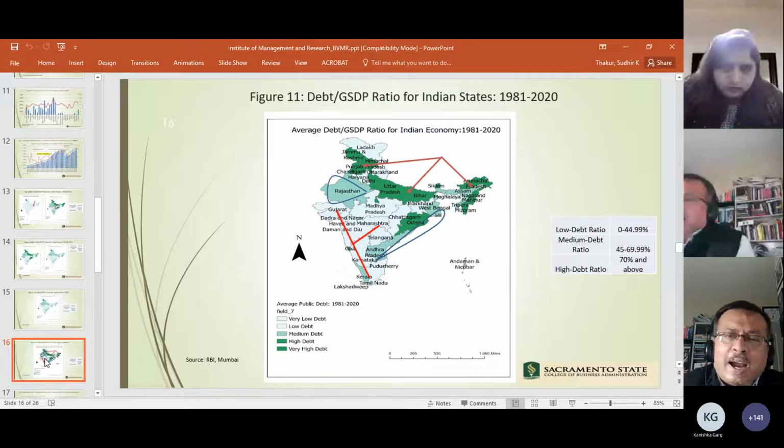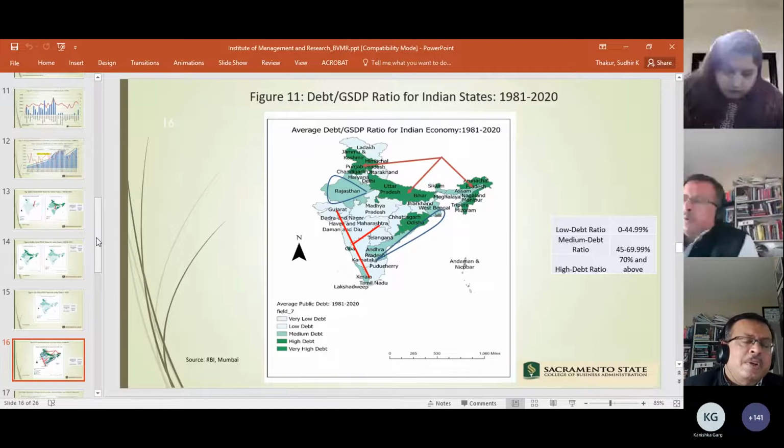I compute the overall average debt for the entire 40-year time period. Here you see that for the past 40 years, you have a cluster of states in the north with the highest debt ratios, more than 70%: Jammu and Kashmir, Punjab, Uttar Pradesh, Bihar, Sikkim, and the northeastern states. Then you have a medium debt in the western states of Rajasthan and Andhra Pradesh, and the lowest debts in Gujarat, Maharashtra, Tamil Nadu, and Karnataka. So a pattern has emerged that summarizes what is happening with respect to the changing debt levels in a geographical sense.